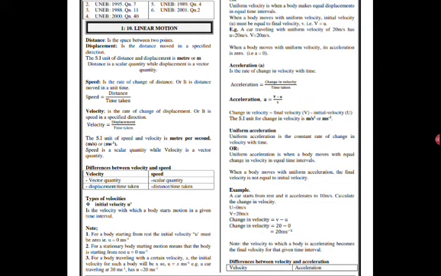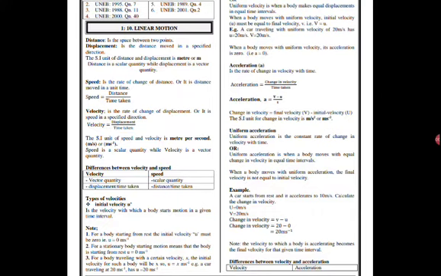Now let's continue from where we stopped. We had stopped on acceleration. Acceleration, seeing the formula, is change in velocity over time taken. Acceleration a equals v minus u over t.